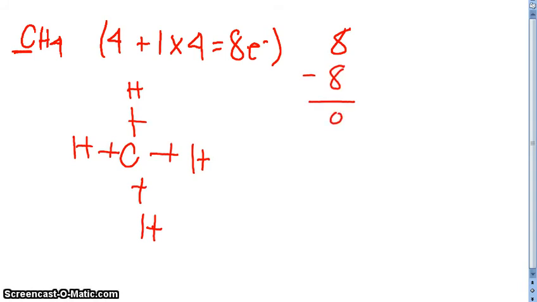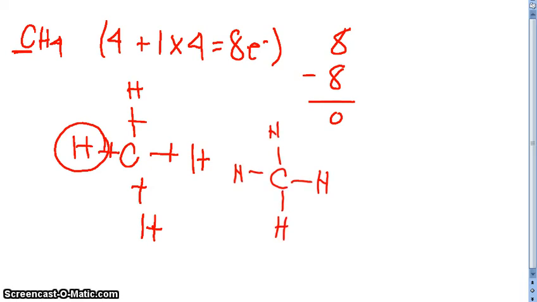Now, the special thing about hydrogen is that hydrogen's maximum shell can only hold 2 electrons. So it will only make 1 bond. It'll never have electrons on its outer shell. But that's your example for methane. And it looks like that. Alright, next example.